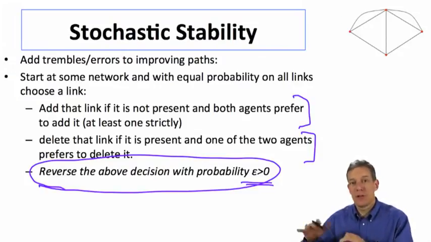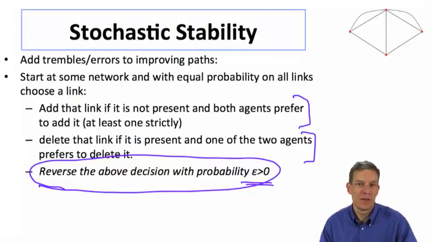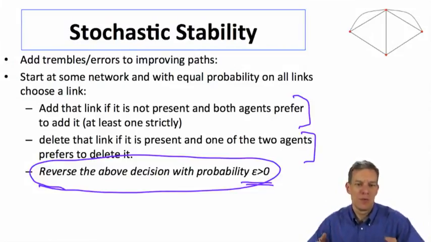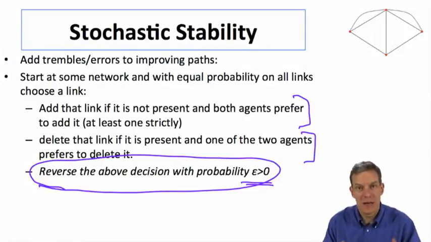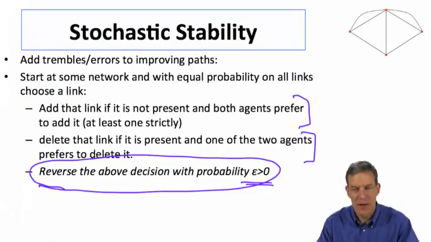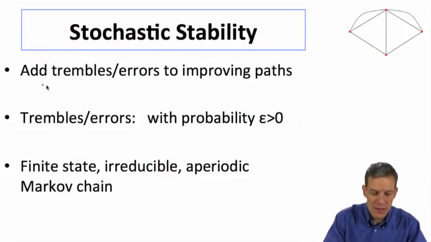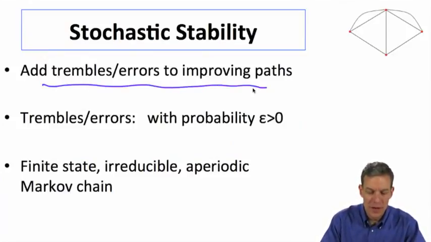Or a link that's beneficial gets deleted, or a link that's not beneficial gets added, right? So we're in a situation where some link is recognized, people want to do one thing with it, either keep it or get rid of it or add it, and the decision is reversed, okay? So whatever decision is made, it's reversed with some probability epsilon. And we'll think of this as a small probability. So there's some chance that people make errors, but most of the time they'll make the improving choice. Okay? So what this does is it adds these trembles and errors to improving paths.